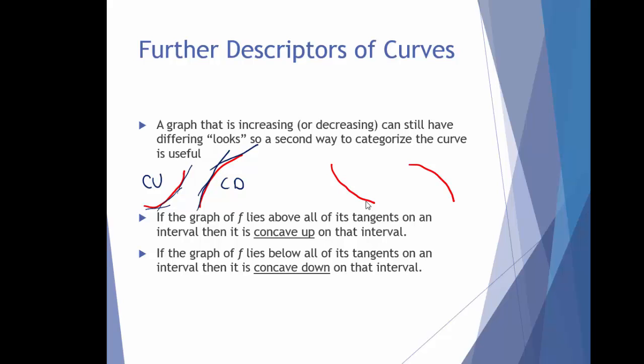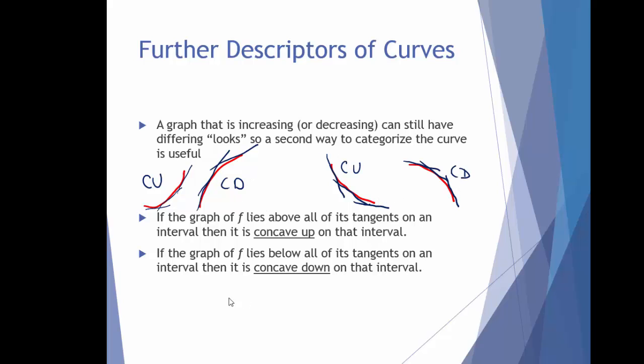Take a look at this decreasing function. Visualize where the tangents are going to be. Are they going to be above the function or below the function? For this particular one, the function is going to be above all of its tangents. So this one would be considered concave up. Here, the function is below all of its tangents, so this will be considered concave down.